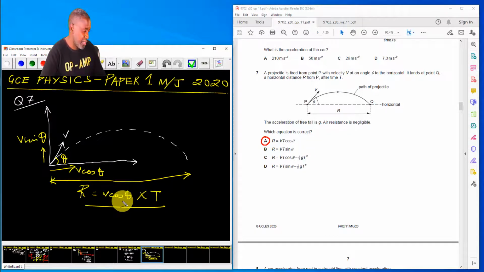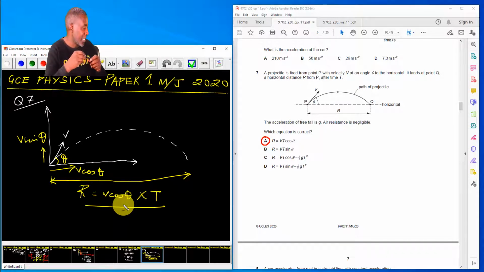Now, how did I know this? I know this from the knowledge that in projectile motion, the horizontal component of the velocity remains constant throughout the motion. So since it remains constant, any horizontal distance covered must be equal to that constant speed times the time of flight. I use a very simple equation. Speed is equal to distance over time, and therefore distance is equal to speed times time. So if the speed is constant, then that horizontal distance is just equal to that speed times the time.